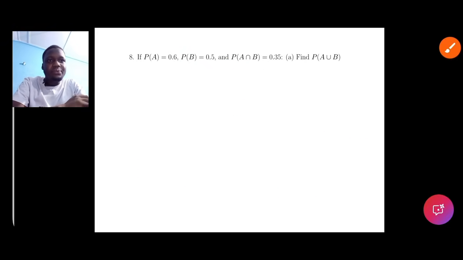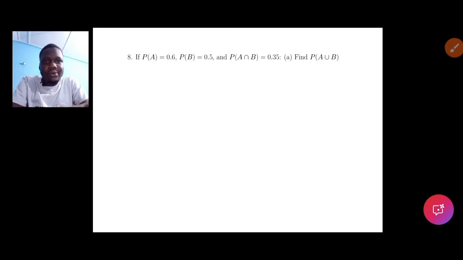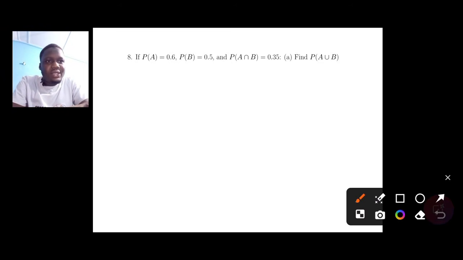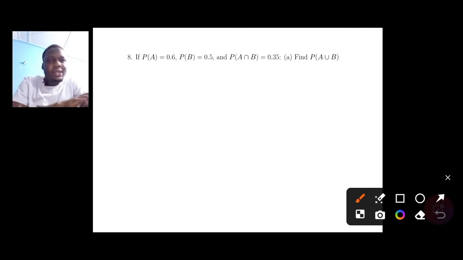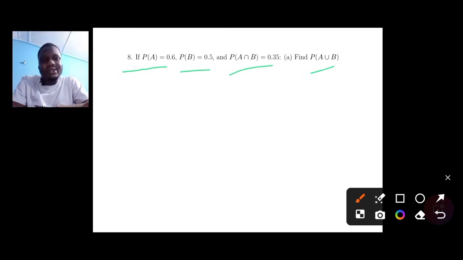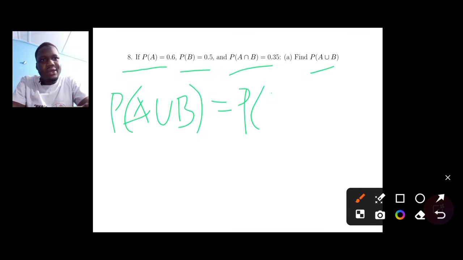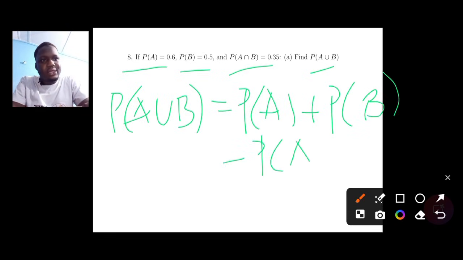So we move on to the next question, which somehow looks easy, but let's enter and see if it's actually easy. So it says P(A) is this, P(B) is this, intersection is this. Yes, I said it. It's easy. I said it. So it's just formula work. We are asked to find P(A union B), which is P(A) plus P(B) minus the intersection.